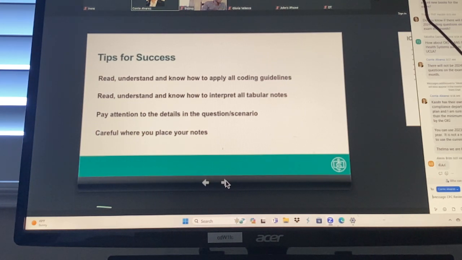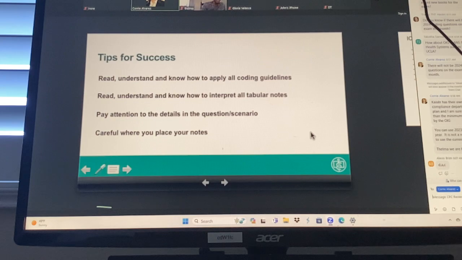Make sure that you understand that there are guideline questions that could be in play here, or just straight coding questions. Make sure a lot of the questions are about the exclusion. So you've got to look at those tabular notes. You have to verify. Pay attention to the details in the question. Like, for instance, which one is not? Which one is? So when you're reading the question, underline some main things that you want to remember.